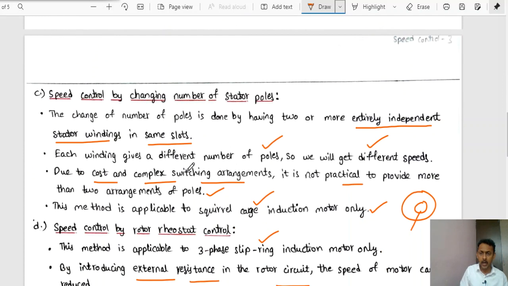By changing the stator poles, construction-wise, once it is designed, it will be difficult to change the number of stator poles, but still it is possible by having entirely independent stator windings in the same slots. We can change the number of poles, but practically, because of the cost and complexity in the switching arrangements, it is not practical to provide more than 2 arrangements of the poles, and this is applicable only for the squirrel cage induction motor.